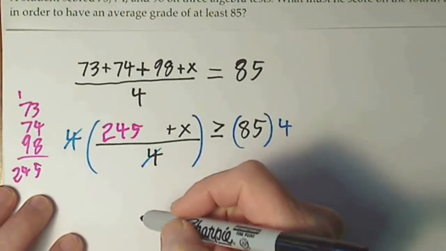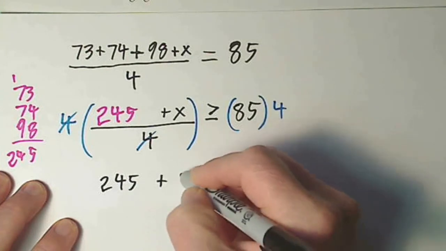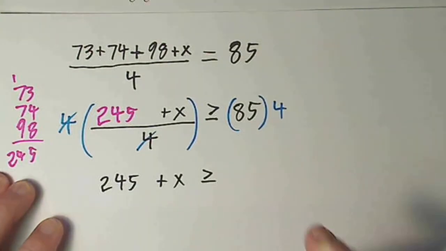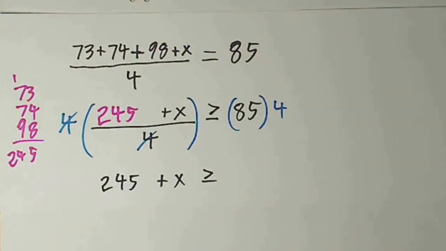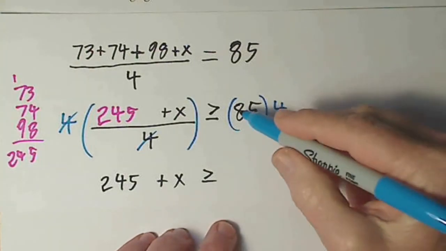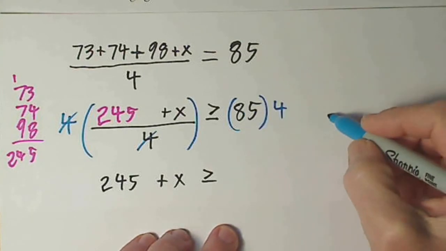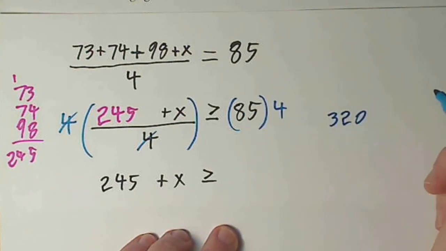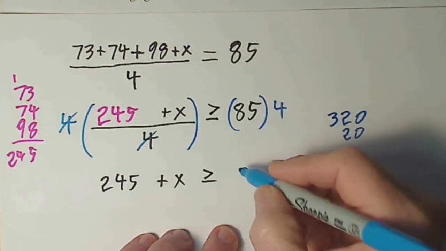So we have 245 plus x greater than or equal to, and okay, yeah, we have some work here. 85 times 4. Let's see, I'll just do it in my head. 4 times 8 is 32, but that's really 320, and 4 times 5 is 20. So I'm going to say this is 340.